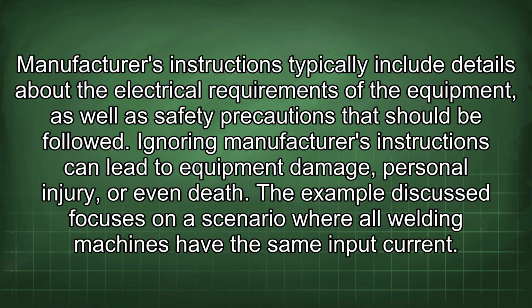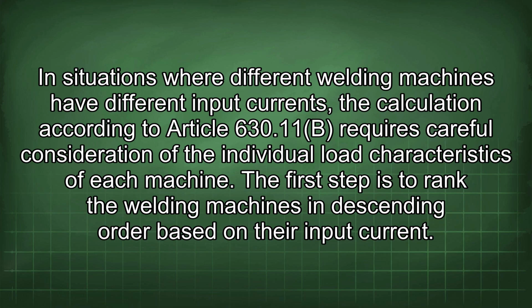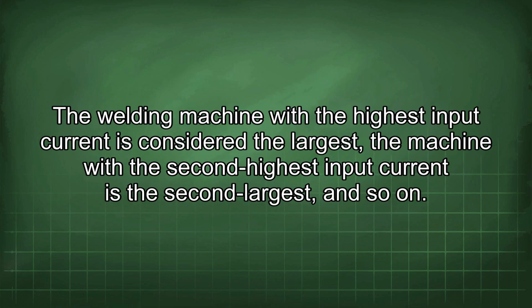The example discussed focuses on a scenario where all welding machines have the same input current. In situations where different welding machines have different input currents, the calculation according to Article 630.11(B) requires careful consideration of the individual load characteristics of each machine. First step is to rank the welding machines in descending order based on their input current. The welding machine with the highest input current is considered the largest, the machine with the second highest input current is the second largest, and so on.